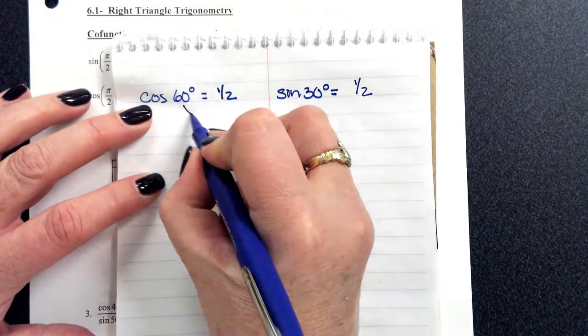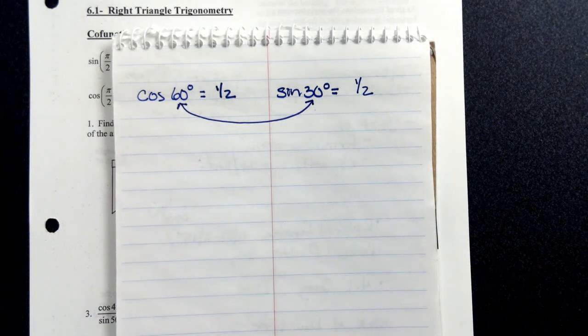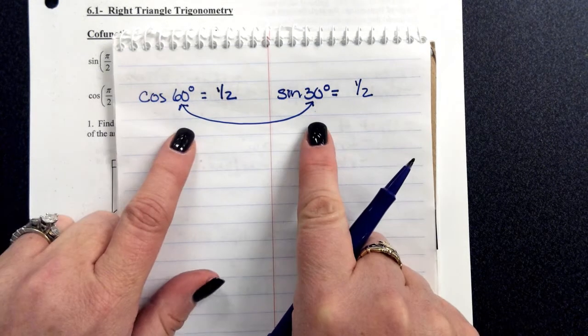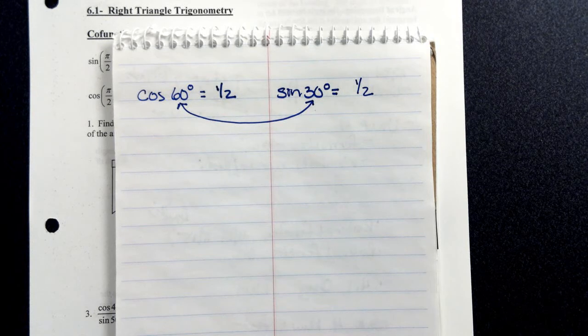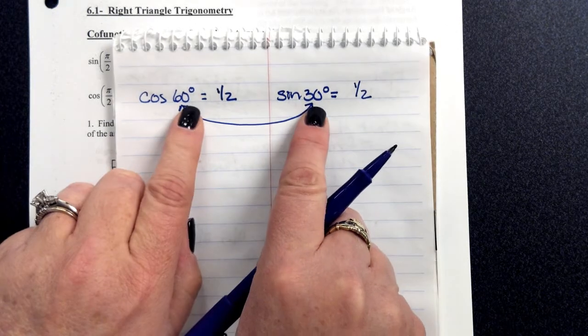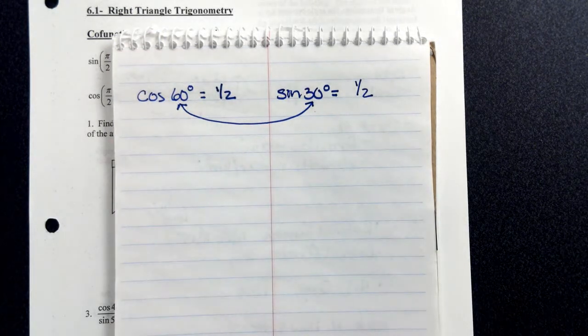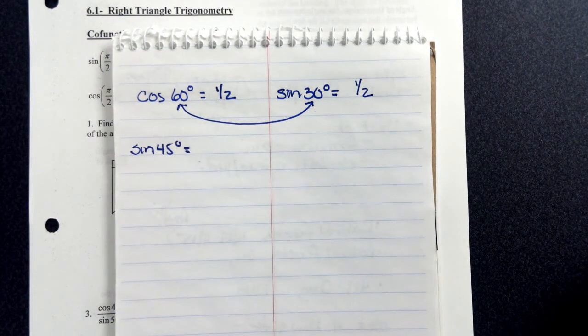What do you notice about 60 degrees and 30 degrees? They are complementary. Sine and cosine are what are called cofunctions. So think of that prefix CO with complementary. So notice 60 degrees and 30 degrees are complementary angles. So by understanding the relationship that sine and cosine are cofunctions, what that means is that if you have the cosine and sine of two angles, and these two angles are complementary, their outputs are going to be exactly the same.